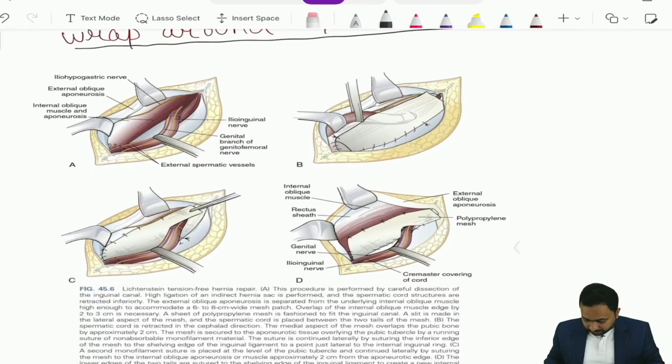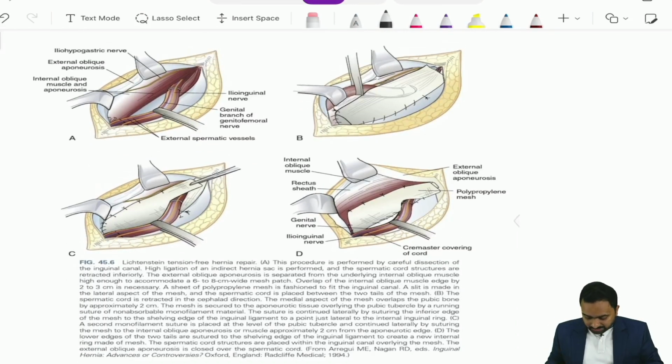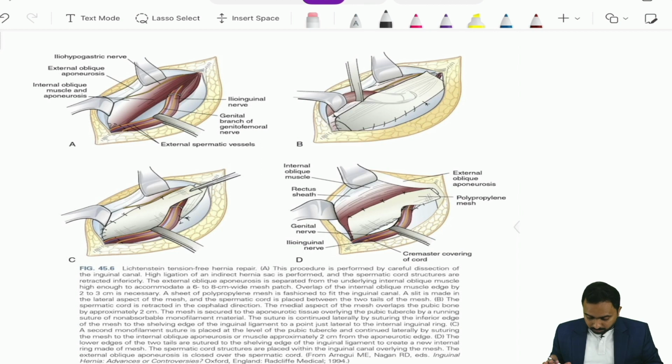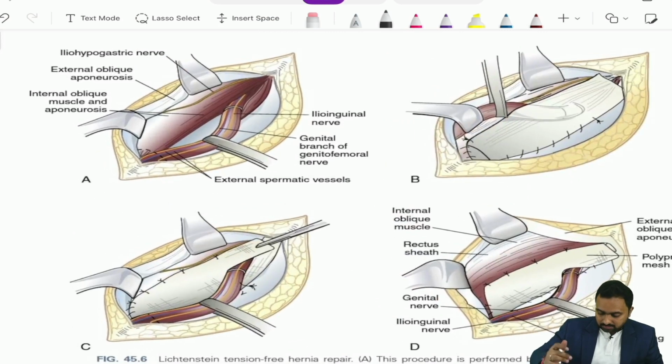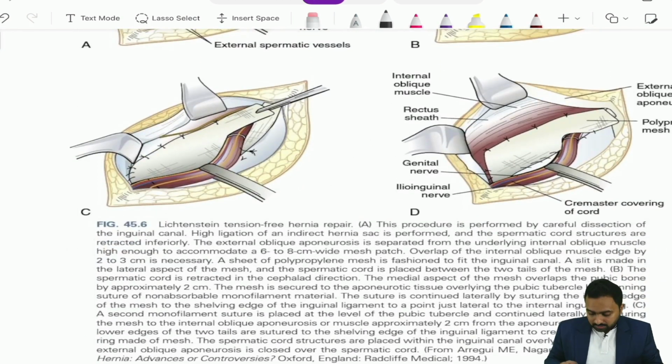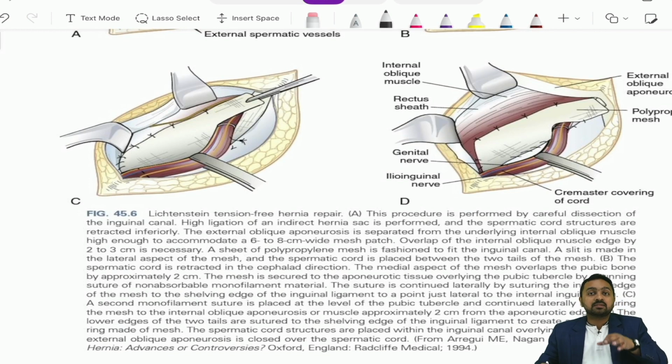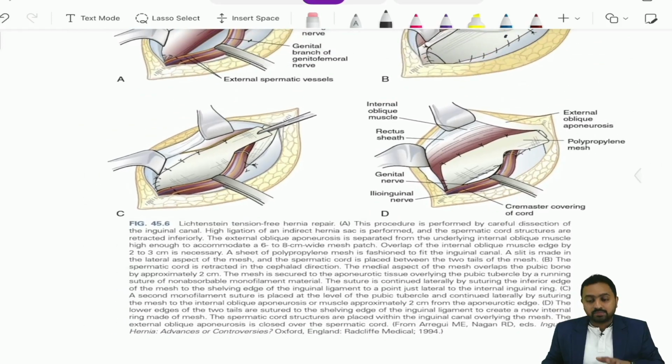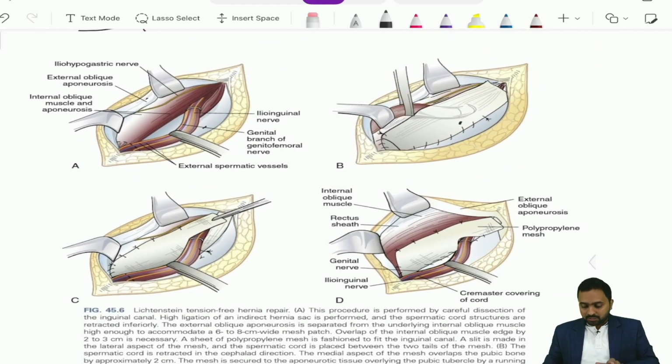So this is the diagrammatic representation of your Lichtenstein tension free mesh hernioplasty. You can see over here, in this diagram, you have your external oblique aponeurosis. So you have the structures which are pulled aside, and then you have your placement of mesh. The mesh is not closed, the mesh is fixed down to these structures, and you place it below the spermatic cord, and the spermatic cord is held upwards. Right. So this is a diagrammatic representation of your Lichtenstein mesh hernioplasty.